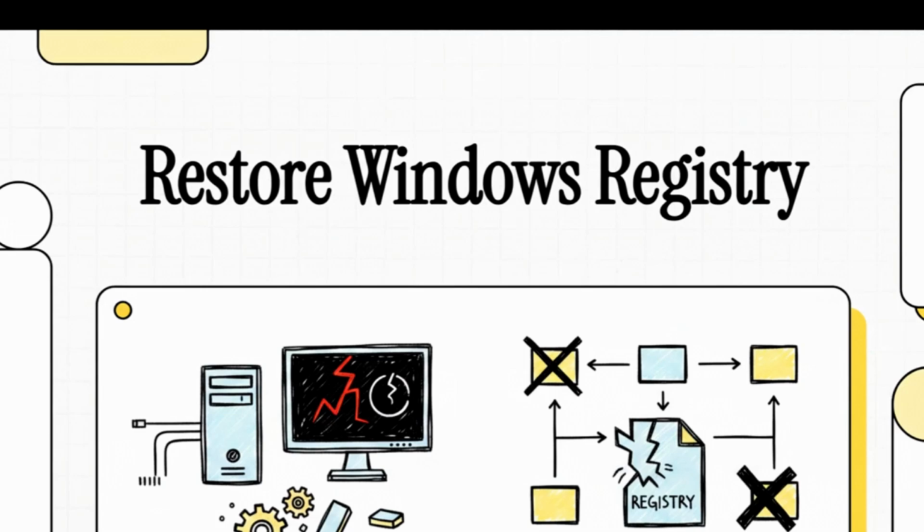All right, let's tackle a problem that can be a real headache. A Windows 10 computer that just won't start. You know, you're facing that dreaded black screen, or maybe an endless loading loop. Well, a corrupted registry might be the culprit. So we're going to walk through the exact steps to fix it and get you back up and running.